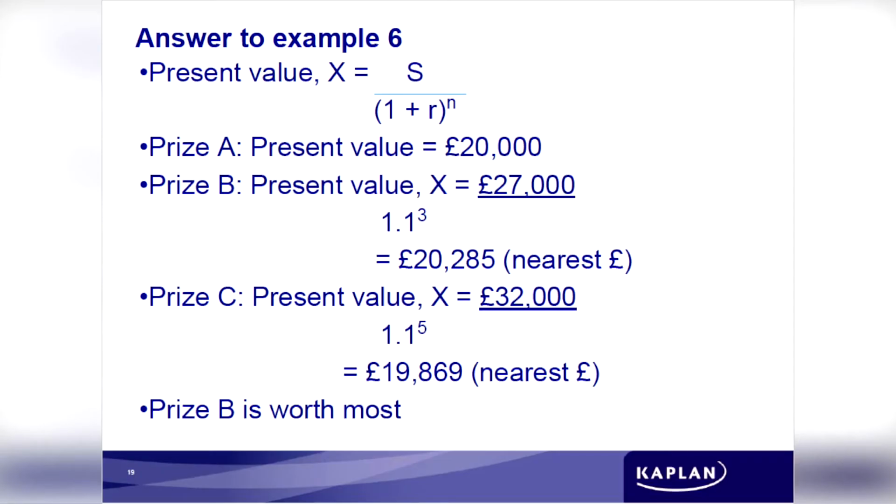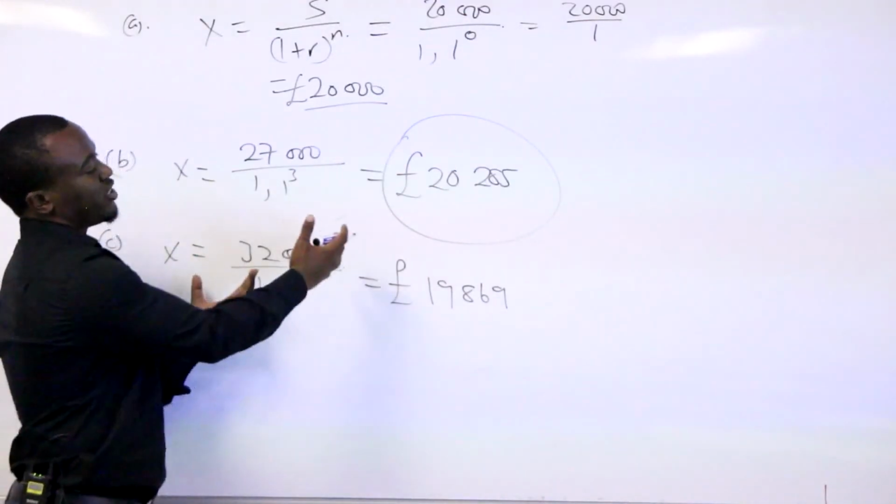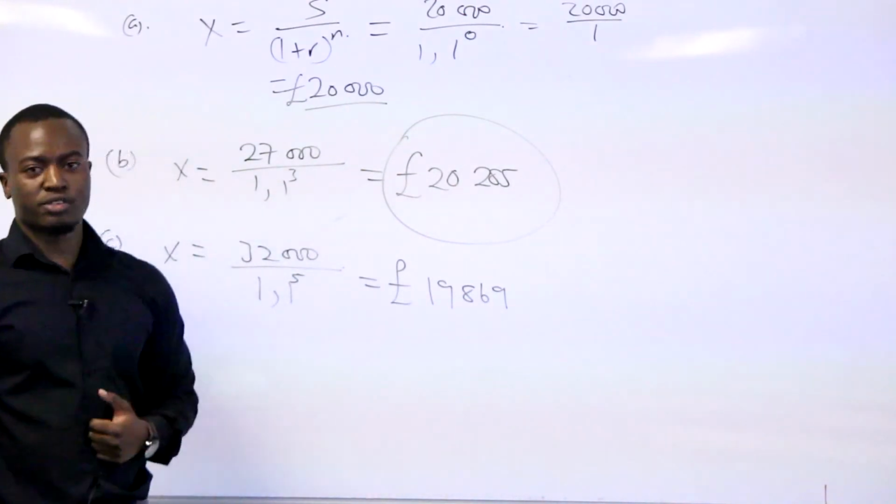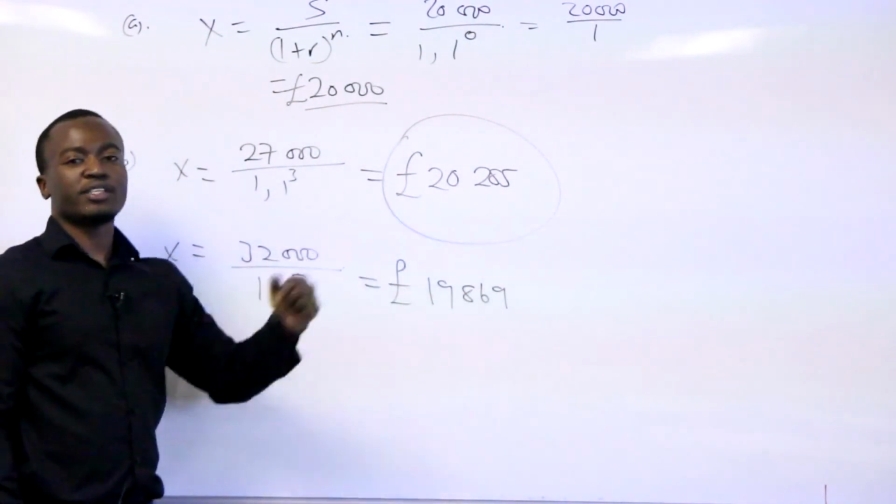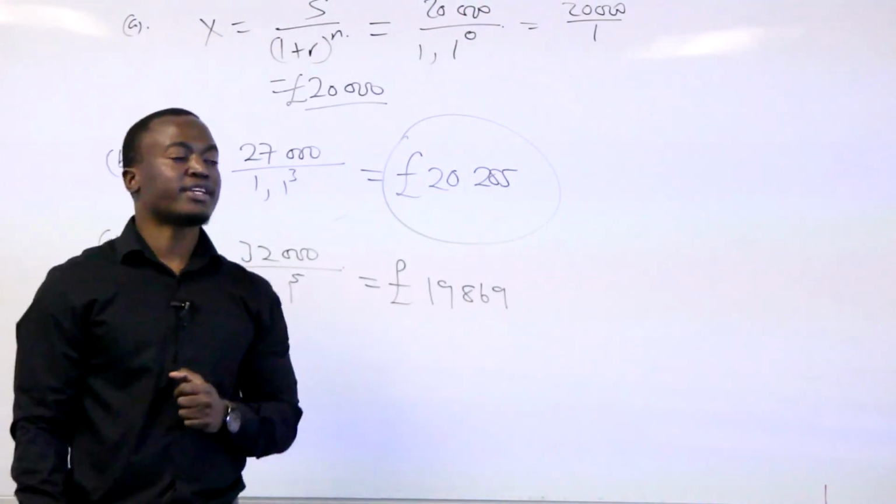Charlie should take prize B because it maximizes the what? The present value. Okay. So that is the decision system if we're using present values. It has the most money in today's terms. Decision: prize B.